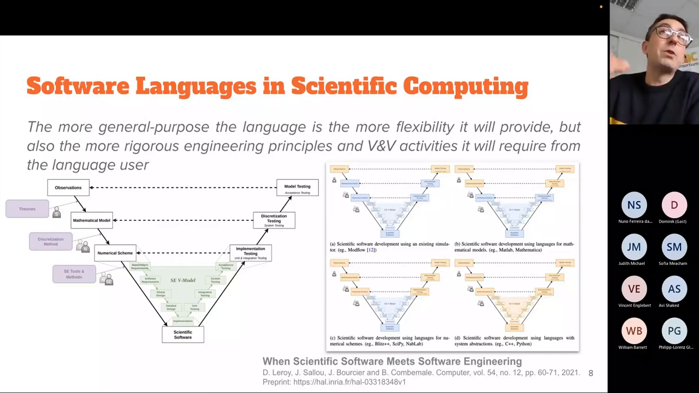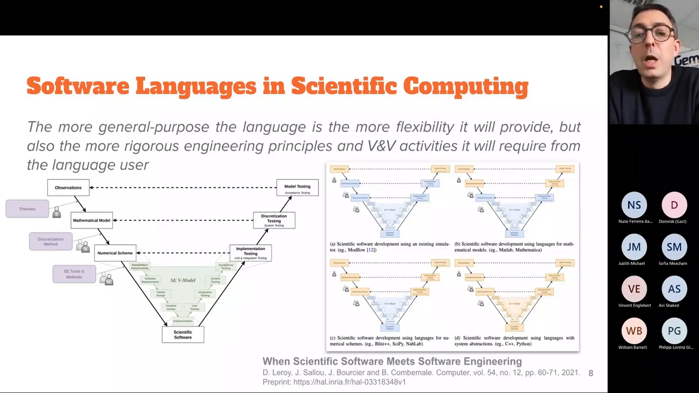And then we can have some more abstract languages. So the case of C++ on the figure, the bottom right, is where everything has to be covered by the language user. And the more abstract the language is, or the more abstract the concepts provided by the language are, the more responsibility will also be put on the language provider.